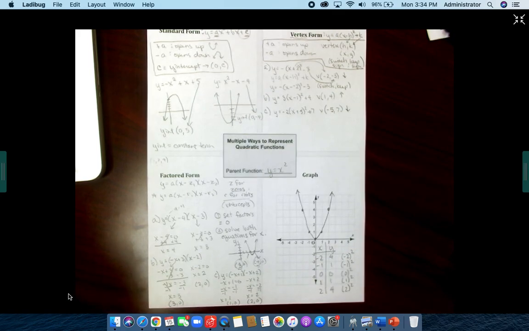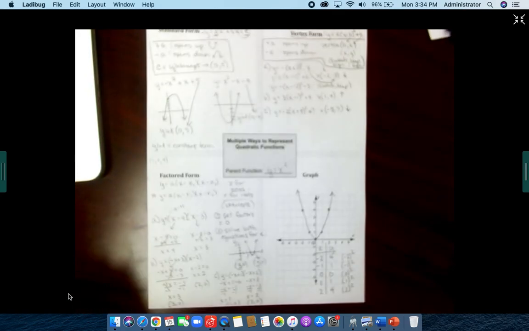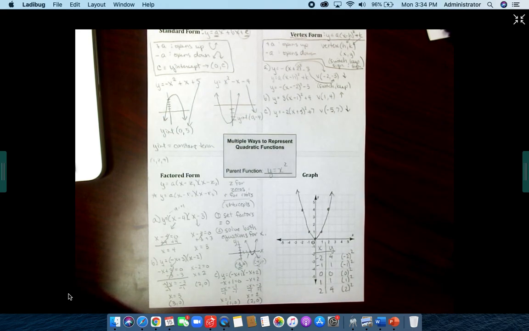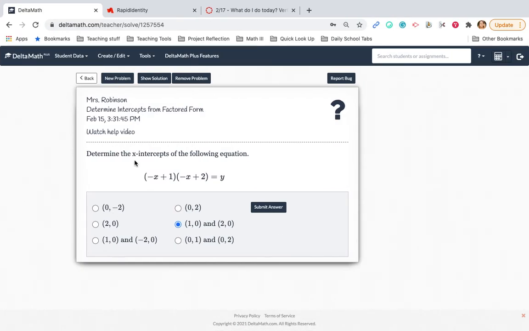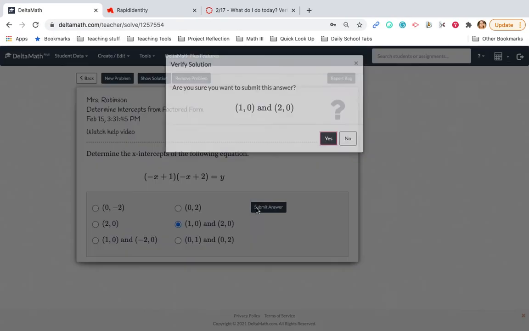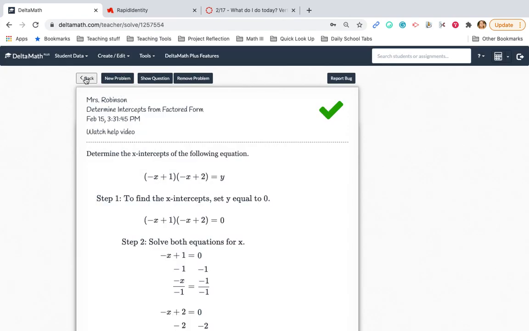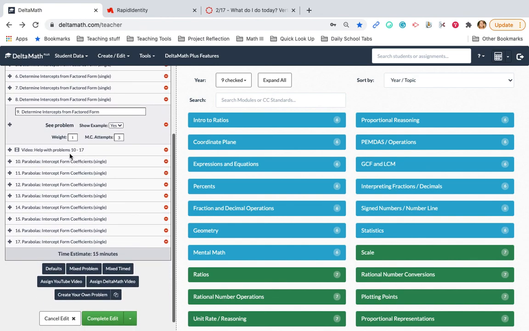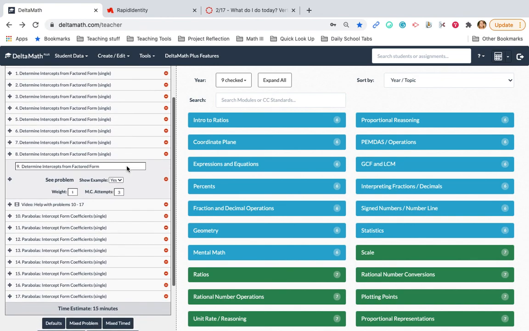Get it to focus. So your job, all this graphic organizer, you want to have this out when you take your quiz and when you take your test, okay? If you need any help, join us on Zoom. There is a separate video, by the way, for how to do 10 through 17, because these are based on graphs. All right.